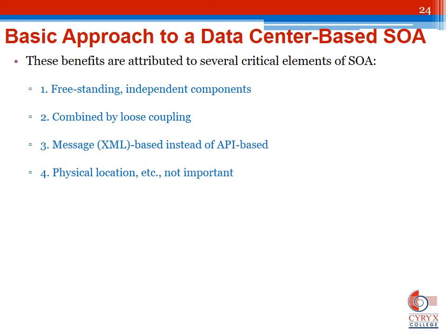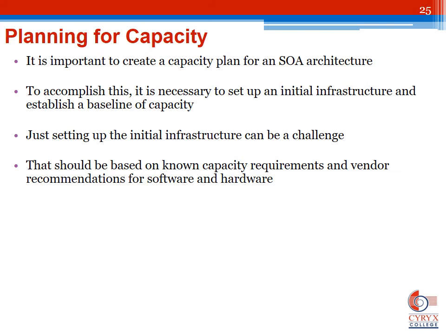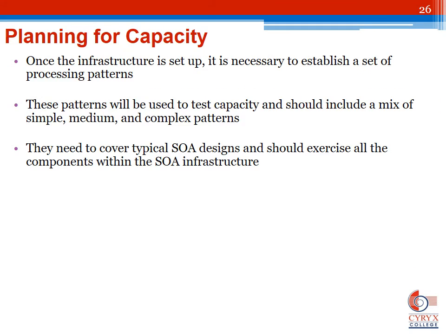So these are some of the benefits of SOA: freestanding components are independent, combined by loose coupling, message-based instead of API-based, physical locations, and planning for capacity. It is important to create a capacity plan for SOA architectures, and to accomplish this, the initial infrastructure is the baseline of the capacity. Just setting up the initial infrastructure can be challenging, and that should be based on known capacity requirements. Once the infrastructure is set up, it is necessary to establish a set of processing patterns, and these patterns will be used to test the capacity and should include a mix of simple, medium, and other complex patterns.